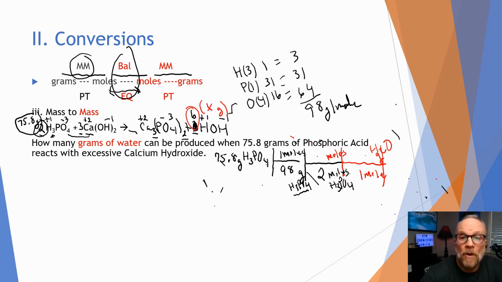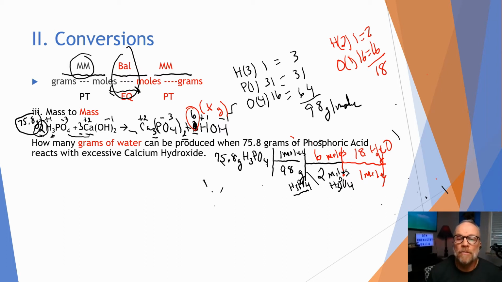6 moles of water. And for every 1 mole of water, we have so many grams. Hydrogen: 2 times 1 will give us 2 grams. Oxygen: 1 times 16 will give us 16 grams. So we have 18 grams of good old high quality H2O. A lot of work there, but the steps aren't any more difficult than the other problems that we've done.